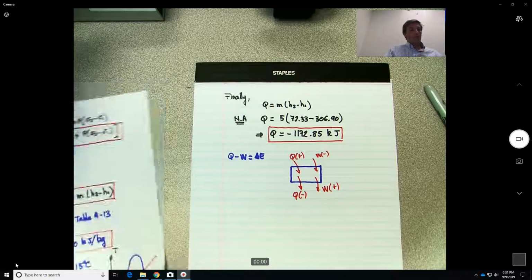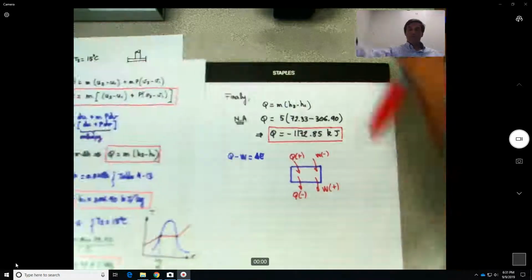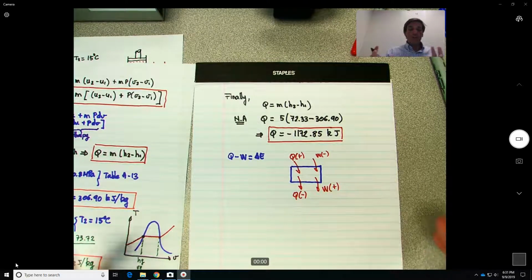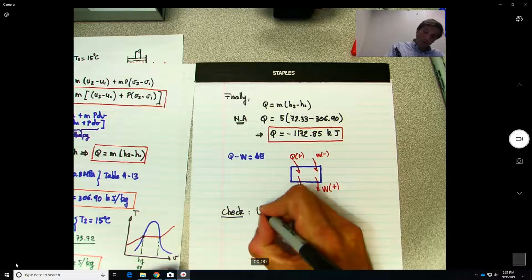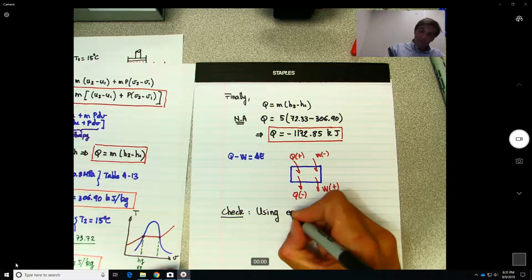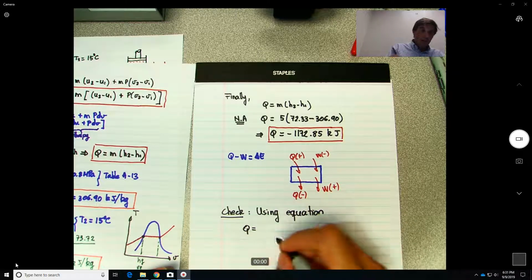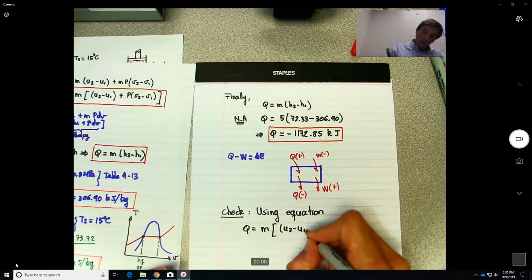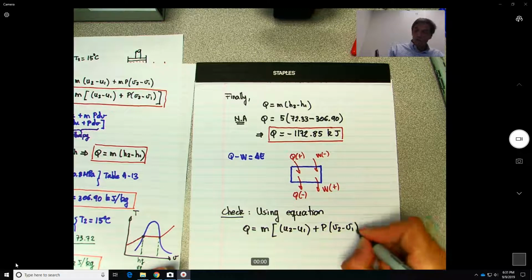Okay, so we solved the problem using this equation. Let us see what we get if we use this one over here, just for a check. We're probably not going to get exactly the same thing, but we should not be that off. Generally, it's around 10% at the most. So let's check using the equation Q equal M times (U2 minus U1) plus P times (V2 minus V1).